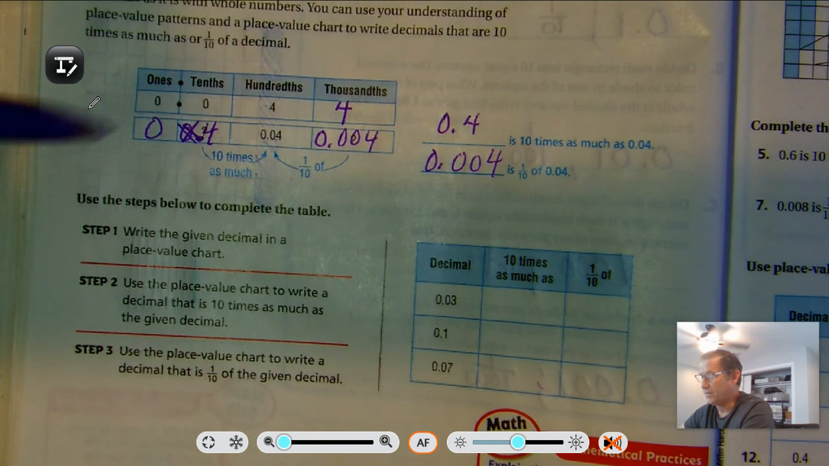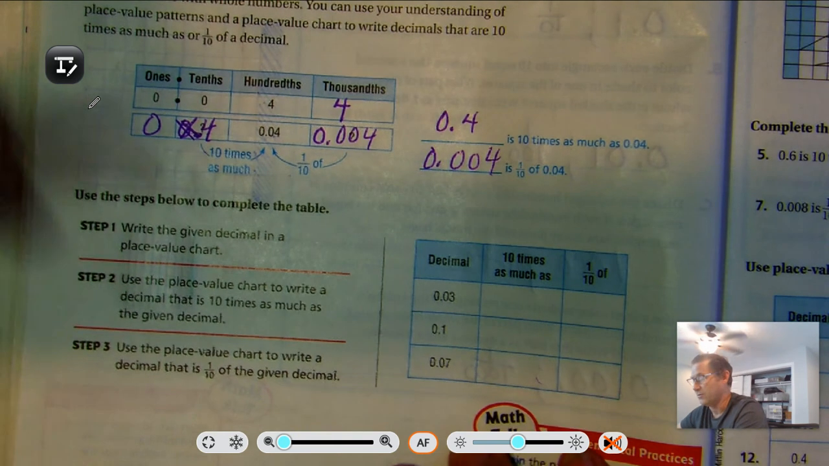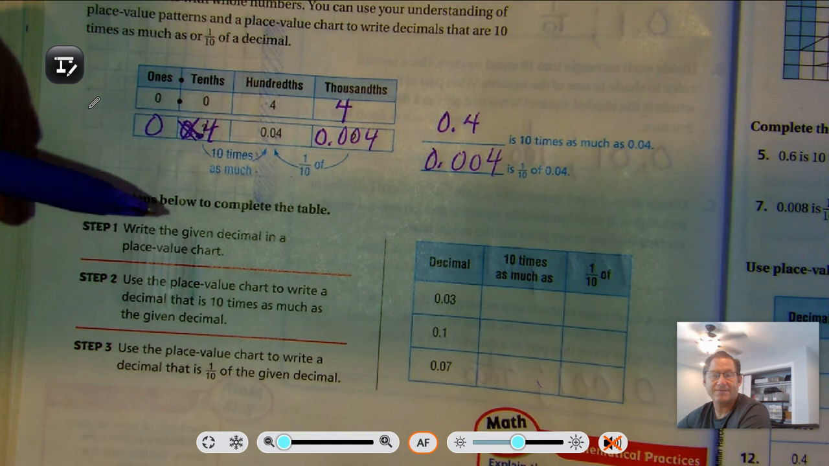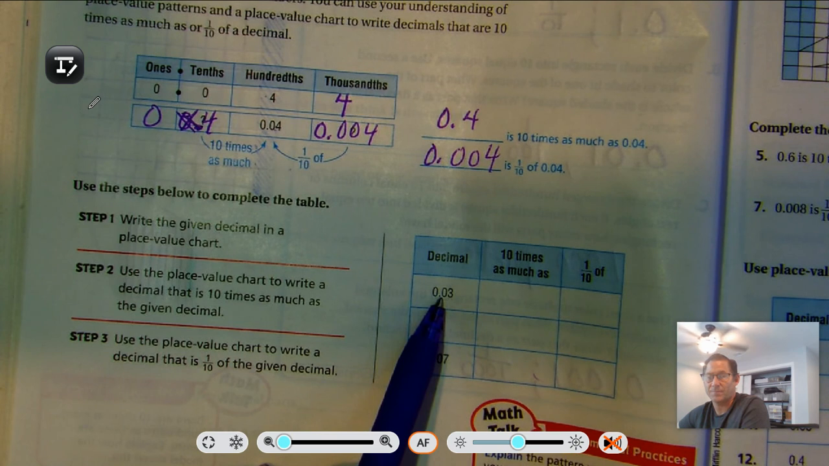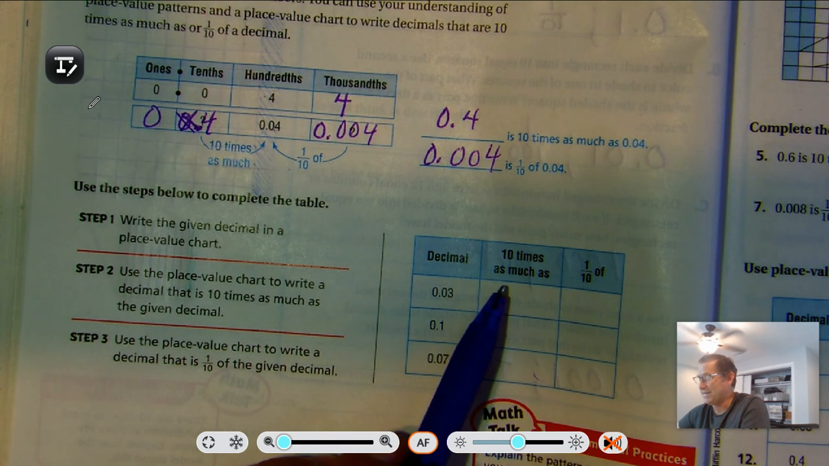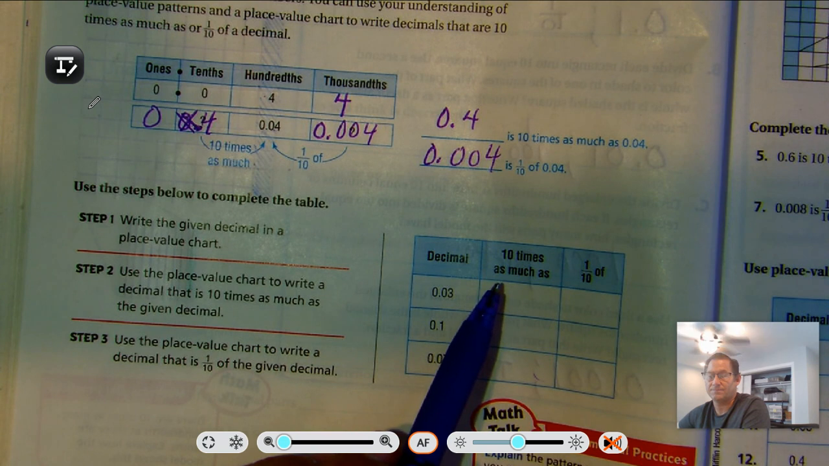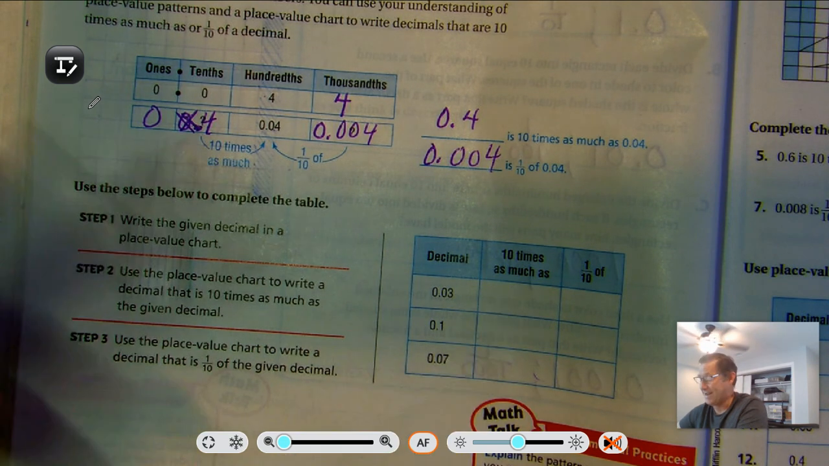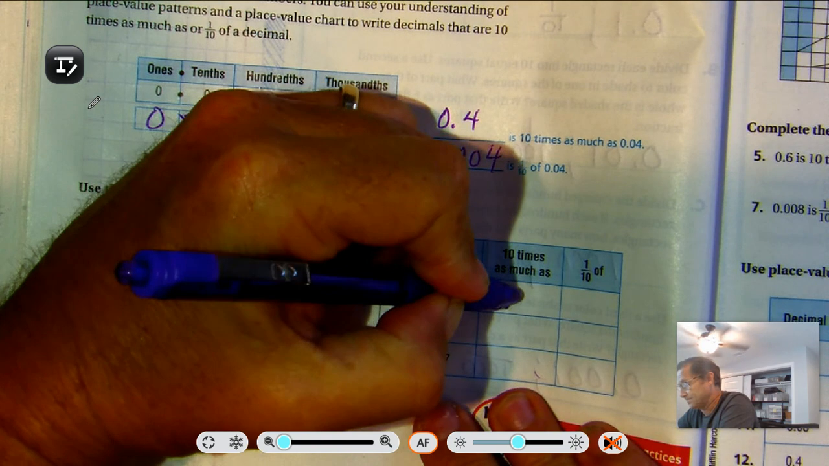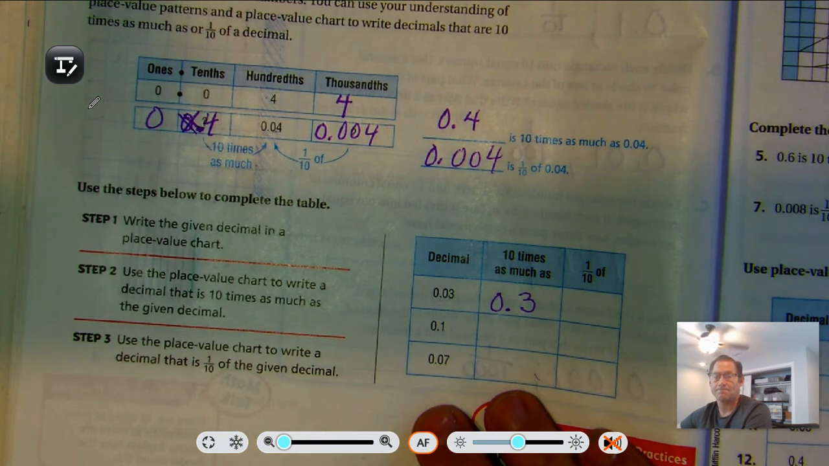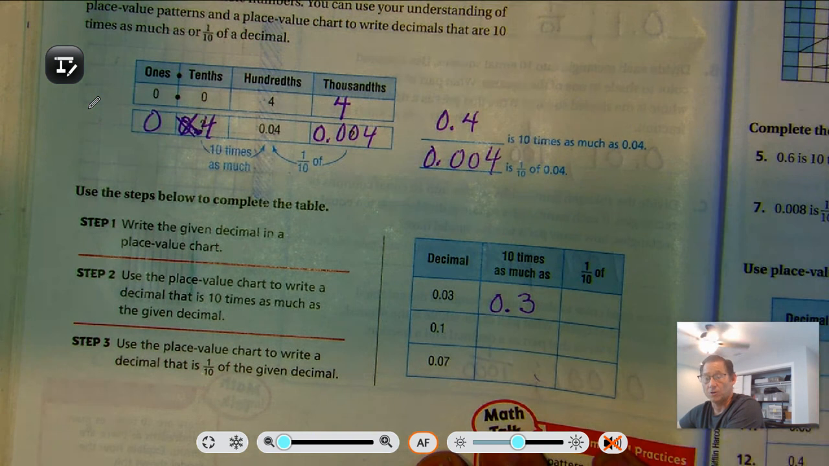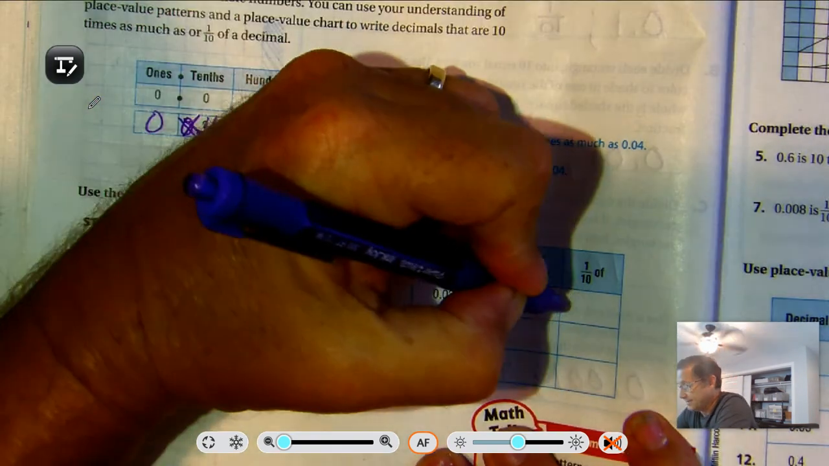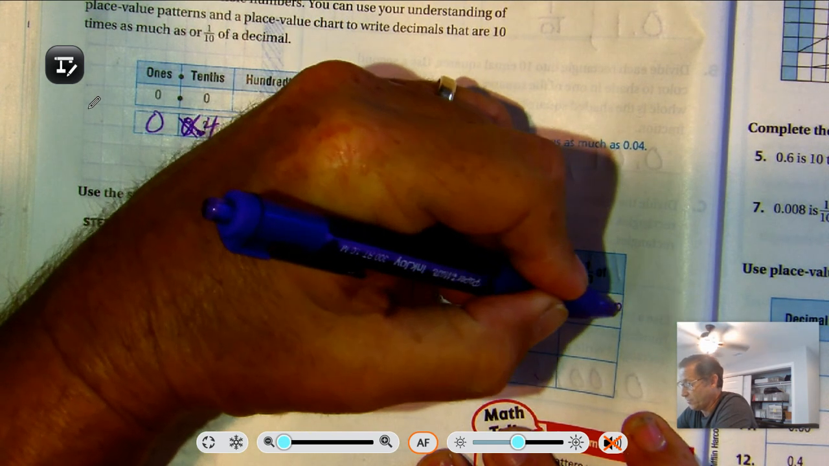All right. Use the steps below to complete the table. So we'll keep practicing and you'll get the hang of this, I'm certain. Write the given decimal in a place value chart. So here we have 3/100. What would be 10 times bigger than 3/100? 3/10. And 1/10 of it would mean the decimal would actually be even smaller, right? It's going to be 0.003.